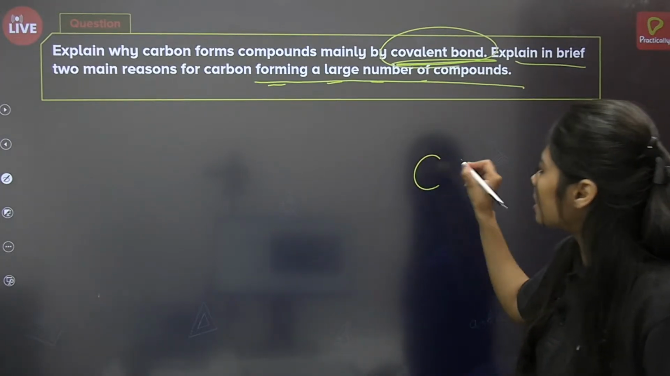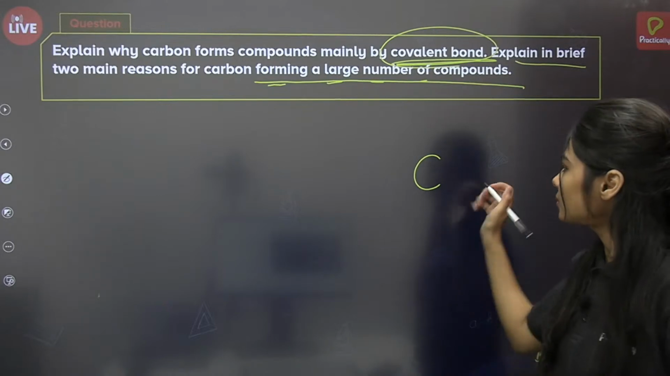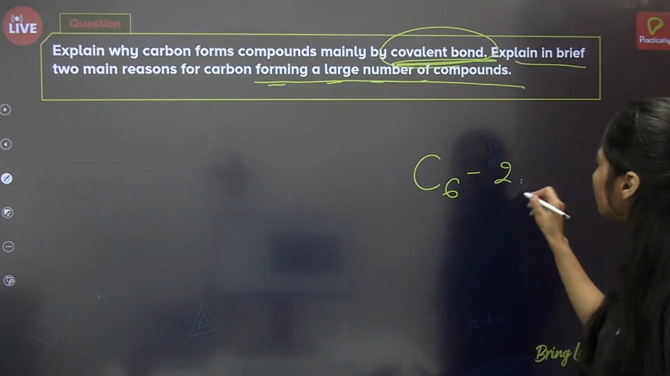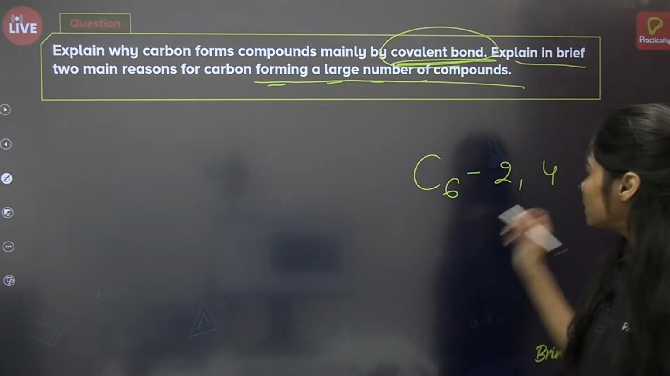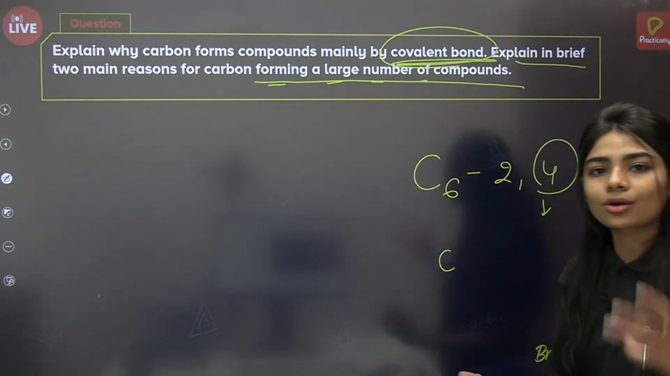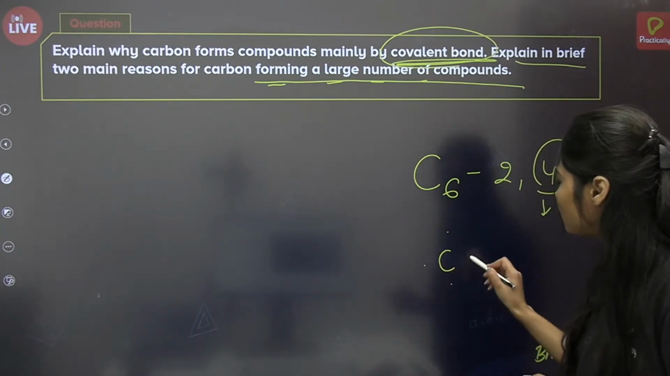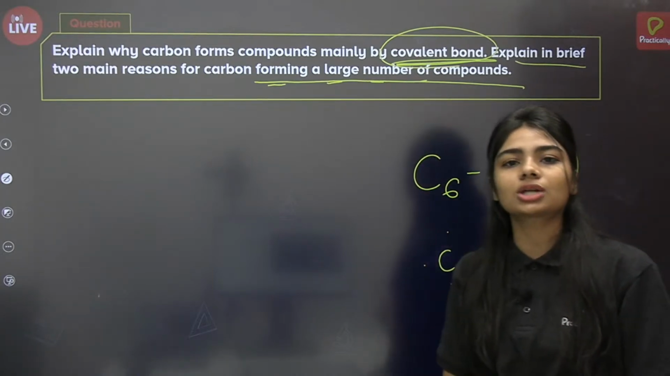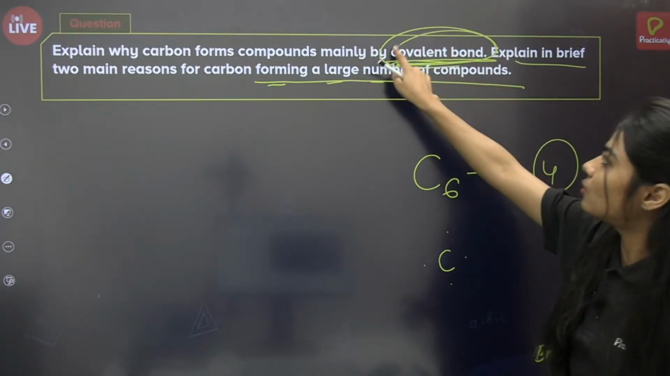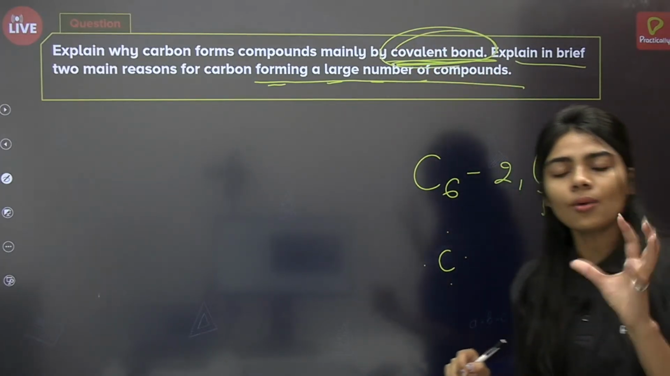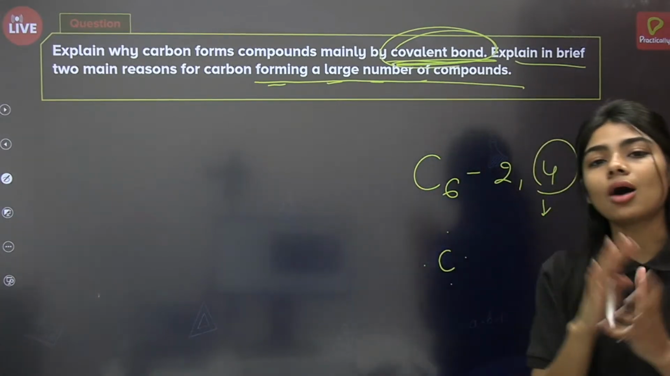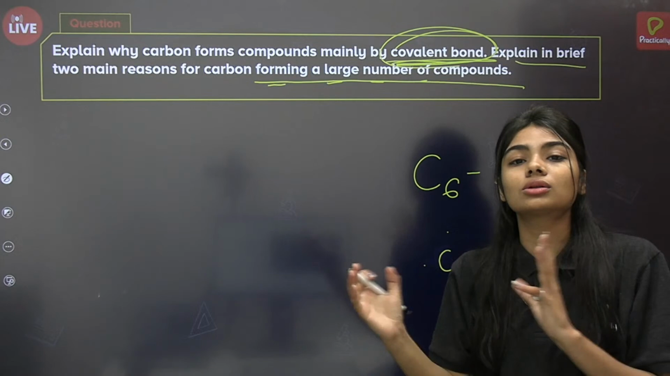Look, if we see this carbon atom, then what is the atomic number? 6. So, what will be the electronic configuration? 2, 4. Now, it is having 4 valence electrons. Let us draw the electron dot structure. 1, 2, 3, 4. This is the electron dot structure of carbon. Now, it is forming covalent bond. Why not ionic? How is ionic bond formed? When the electron is transferred. Okay. And how is covalent bond formed? When the electrons are shared.